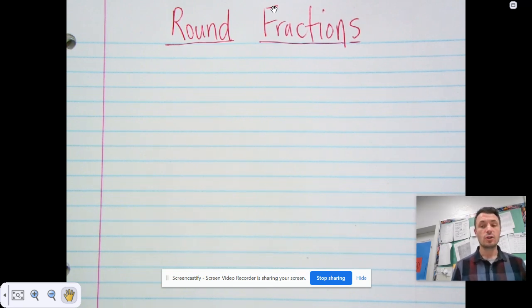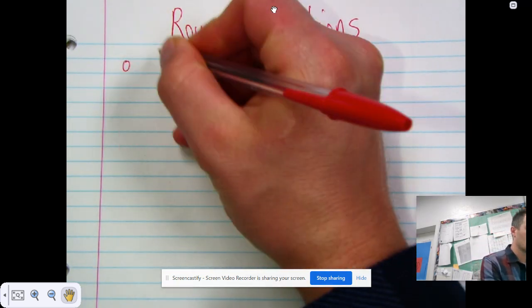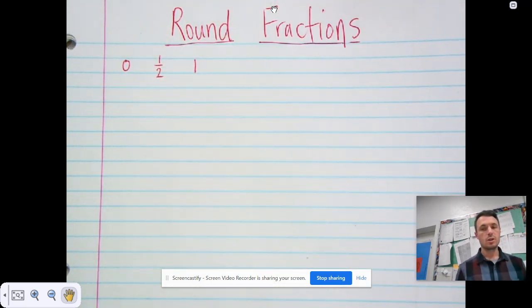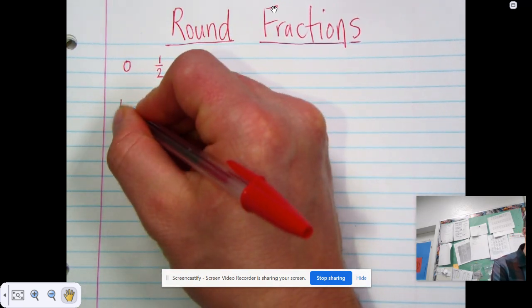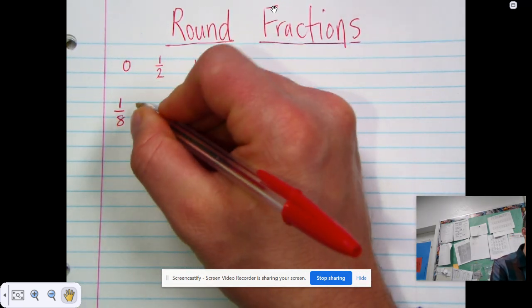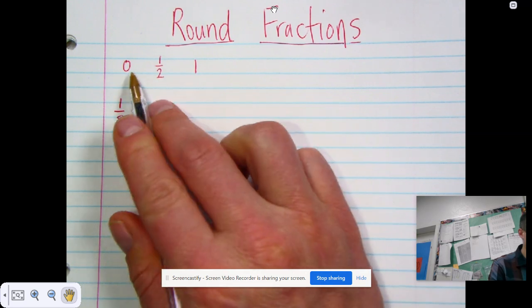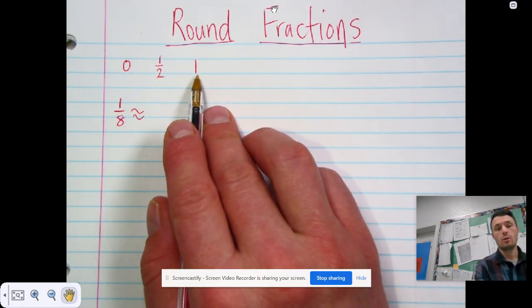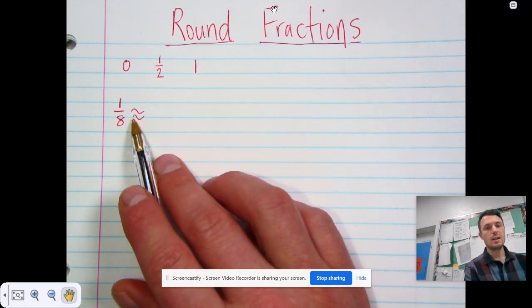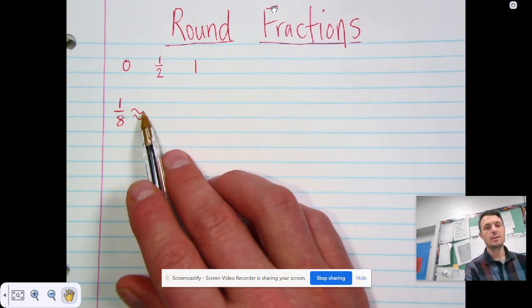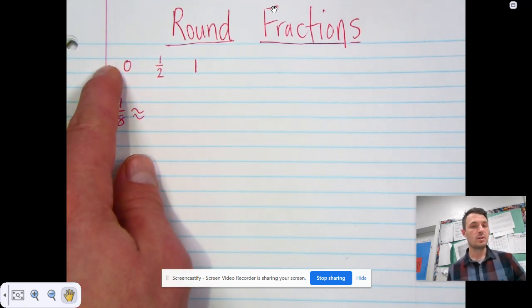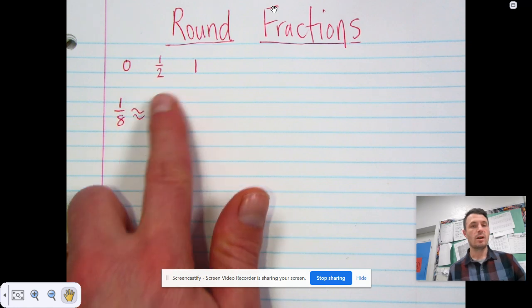And you can do that with fractions too. Today, we're taking fractions and we're rounding them either to 0, 1/2, or 1. We're just going to jump into some examples here. Let's say we have 1/8. Now, is 1/8 about 0, about 1/2, or about 1? When you see an equal sign with squiggly lines like this, it means about the same as.